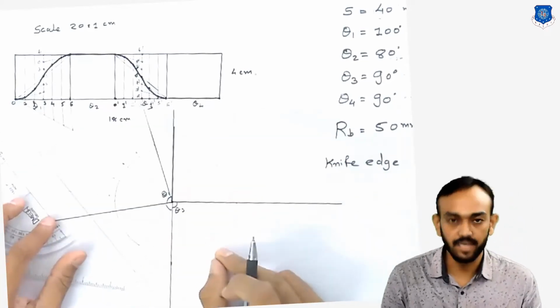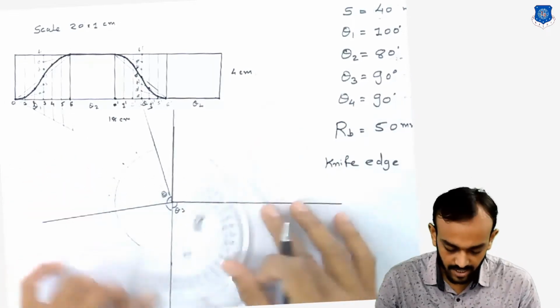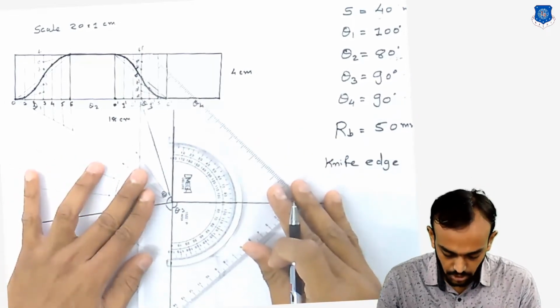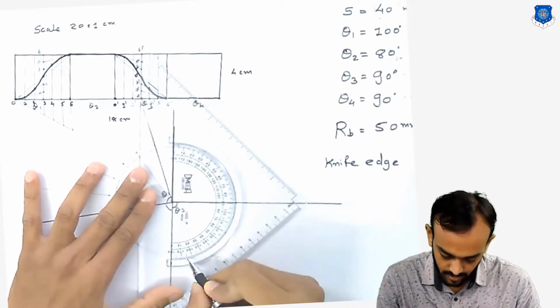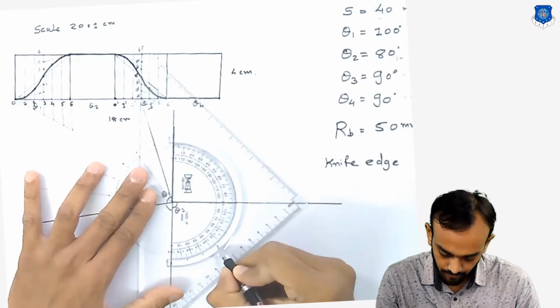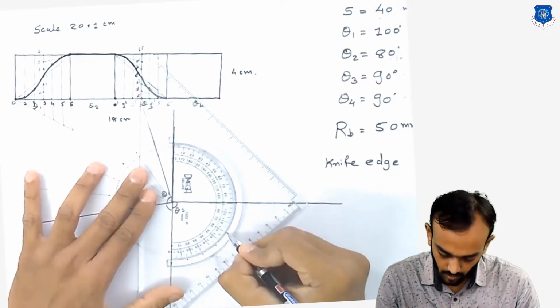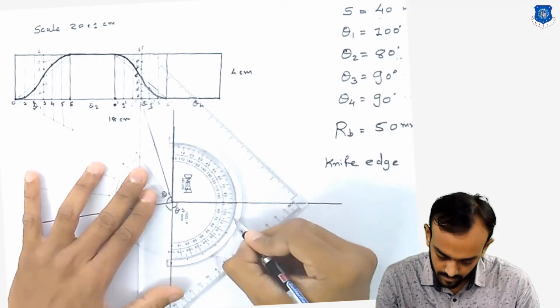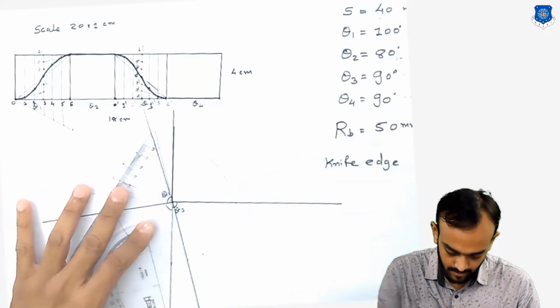Same will be for theta 3. Theta 3 is 90 degree. 90 divided by 6 means it is a very easy 15 degree each. So partition will be 15, 30, 45. Okay. Draw this line also here like this.